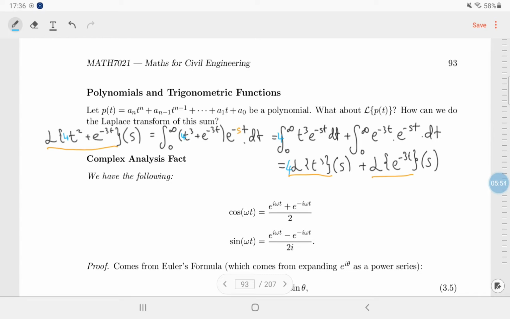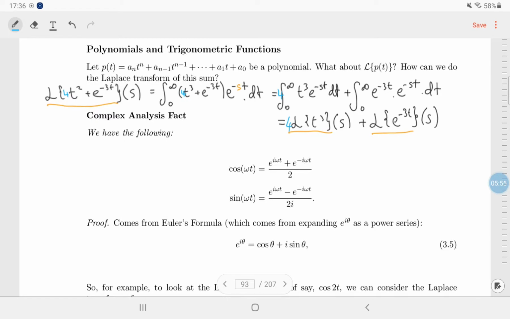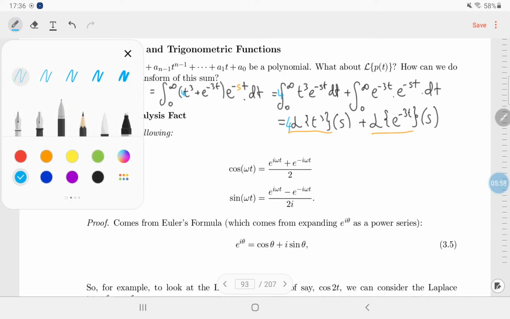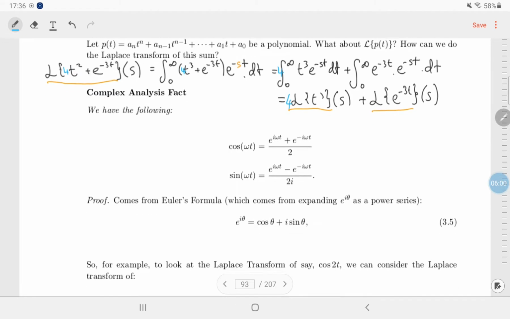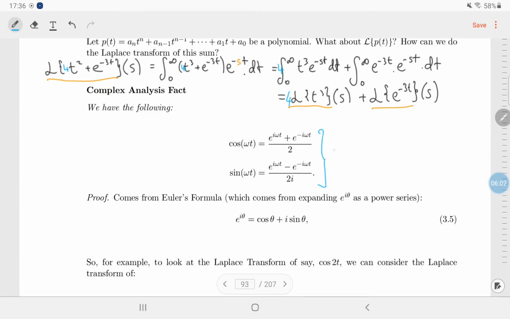What about cosines and sines? Now what you can show uses Taylor series from last semester. Okay, and so it comes from there.